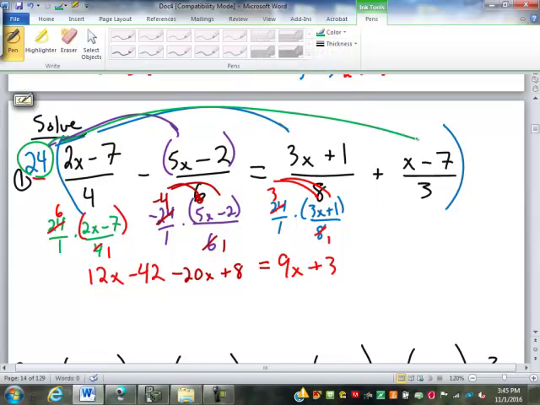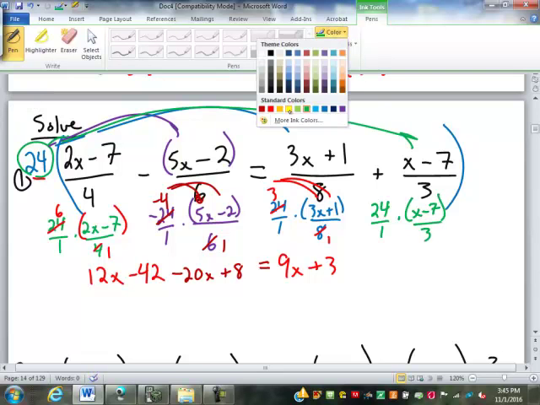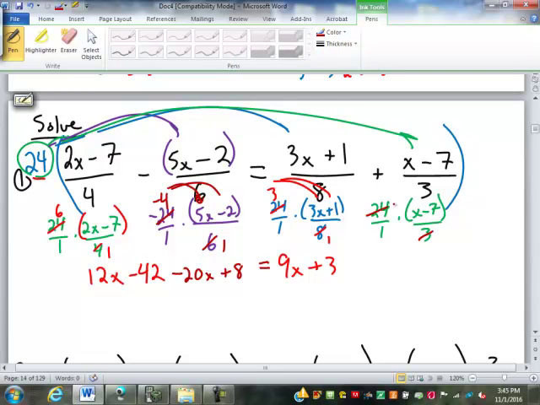Next, we got the 24 times the x minus 7 over 3. Positive, so we don't have to worry about anything there. 24 over 1 times x minus 7 over 3. 24 and 3 cross cancel, giving me 1 and 8. 8 times x is 8x. 8 times negative 7 is a negative 56.